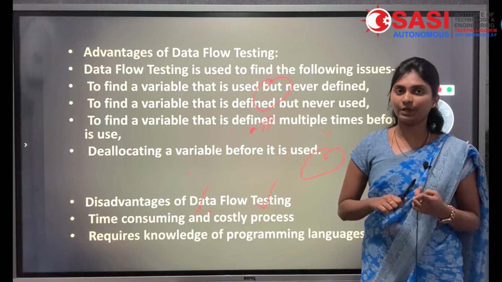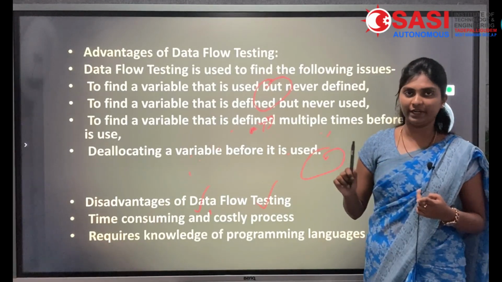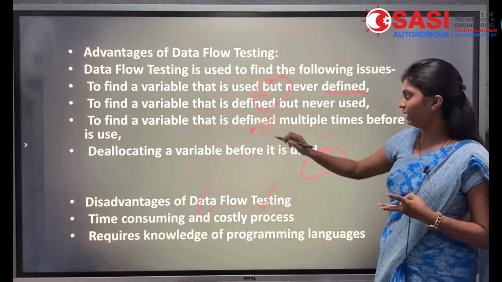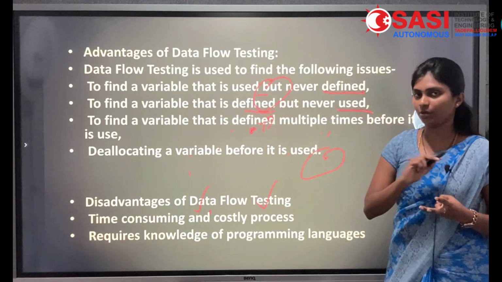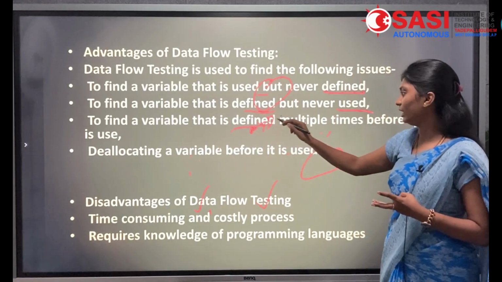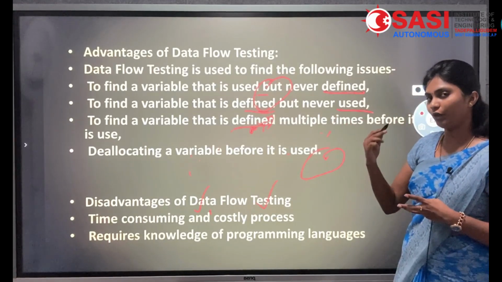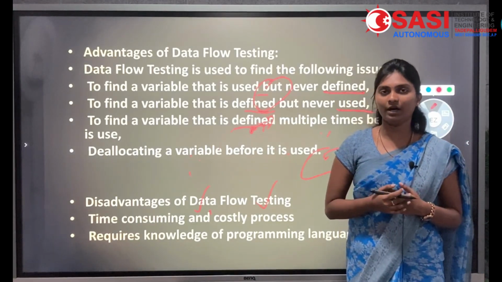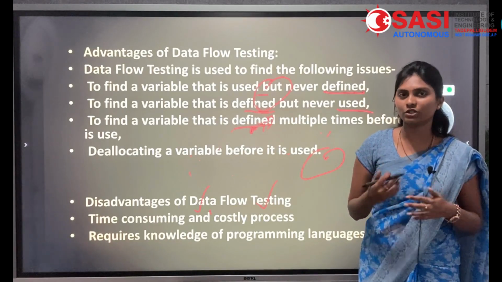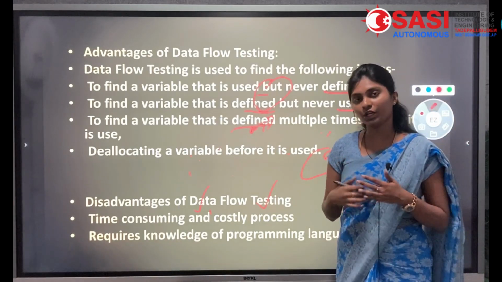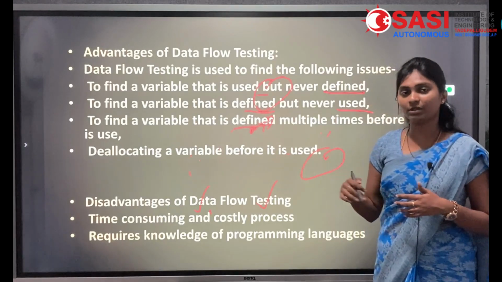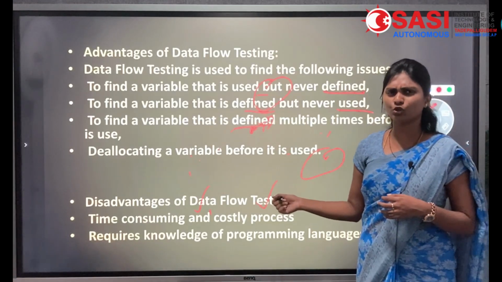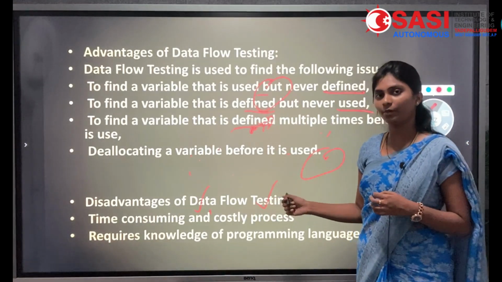First, a variable must not be used without being defined. Second, if it is defined, it must not go unused. Third, if it is defined, it must not be repeated multiple times before it is used. An additional advantage is the deallocation of the data of a variable, which means allocating the data multiple times, or doing it internally. The disadvantage is that it takes too much time, and it is a costly process.